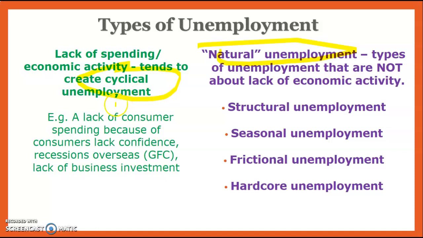Cyclical unemployment is unemployment caused by a lack of aggregate demand, so a lack of demand for Australian-made goods and services. So it's generally caused by a lack of consumer spending because of things like weak overseas growth, a high exchange rate, high interest rates, and a range of other factors. So cyclical unemployment is unemployment caused by a lack of demand.